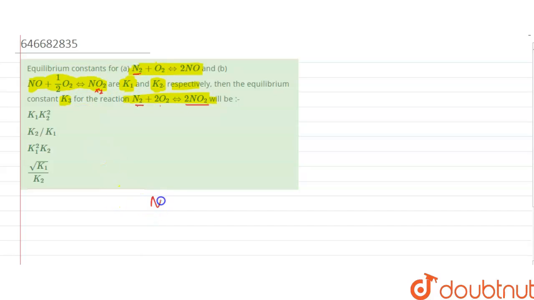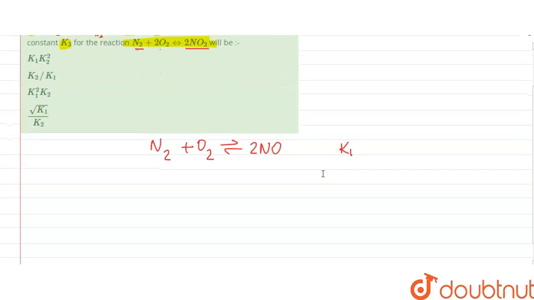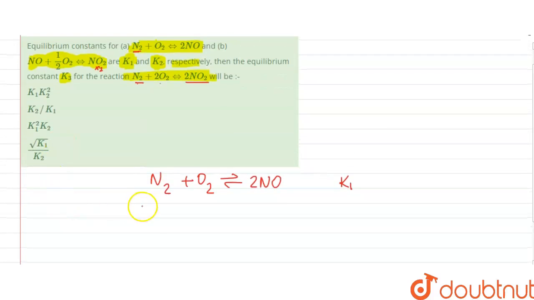First of all, we will write the first equation. N2 plus O2 is in equilibrium with 2NO. The equilibrium constant is K1. Then the second equation is NO plus half O2 is in equilibrium with NO2.